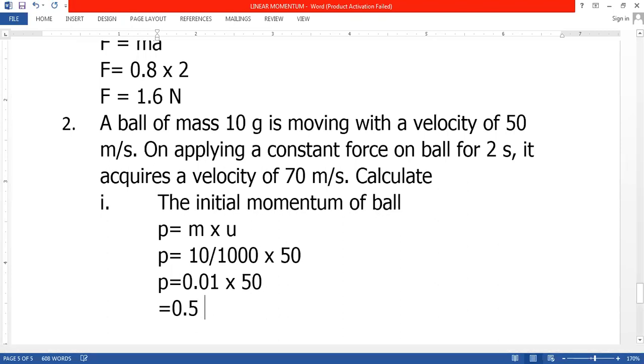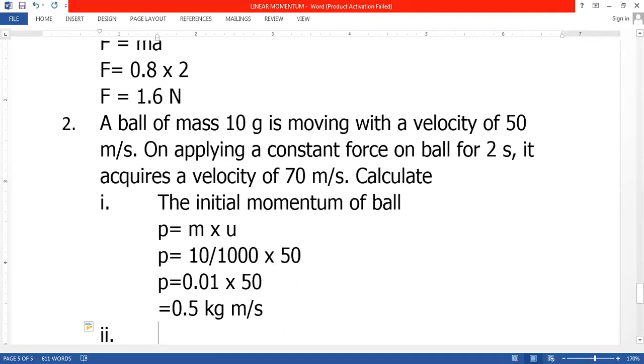And write down the unit. What will be the unit of momentum? Kg meter per second. Clear? This is the unit. So what's the initial momentum? The initial momentum of the ball is 0.5 kg meter per second.